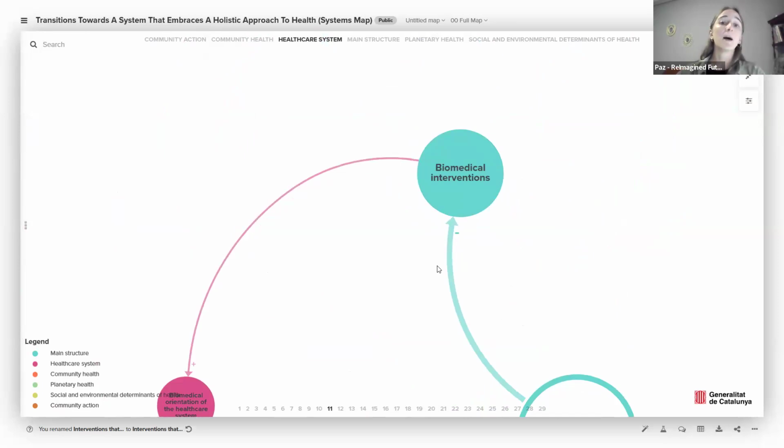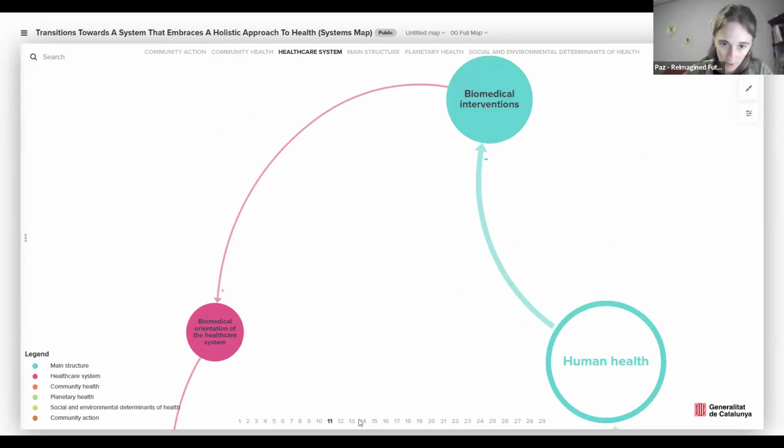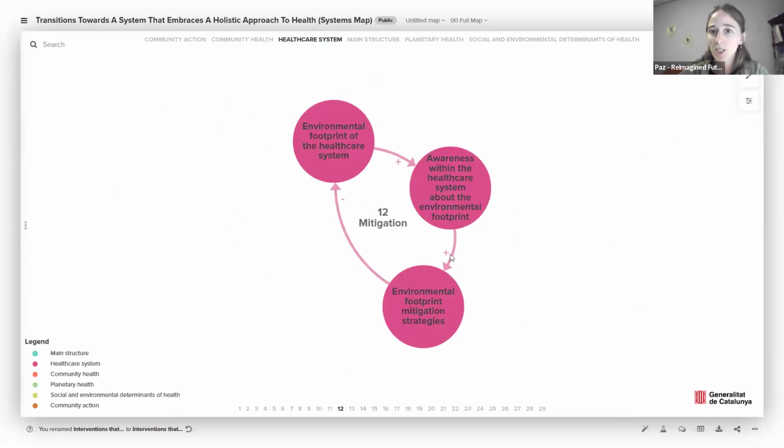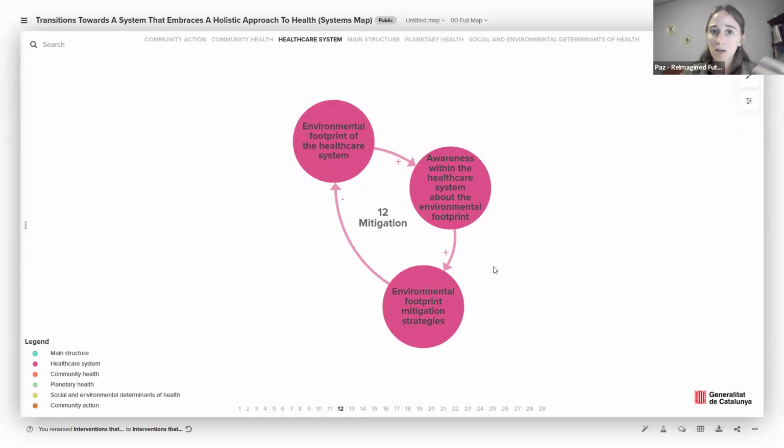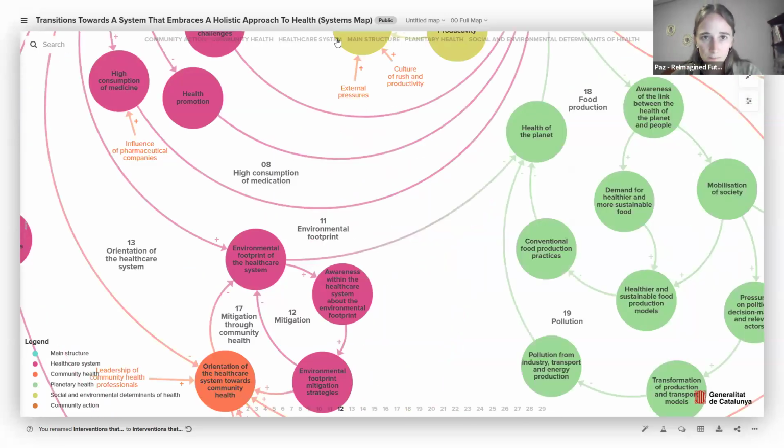But fortunately, we have some mitigation strategies happening in the field. For example, the Mollet University Hospital has committed to becoming the first net zero facility. And it also was internationally awarded because of this strategy. So there are some strategies in the field that are starting to decrease the environmental footprint of the healthcare system. So this is, broadly speaking, the healthcare system region.